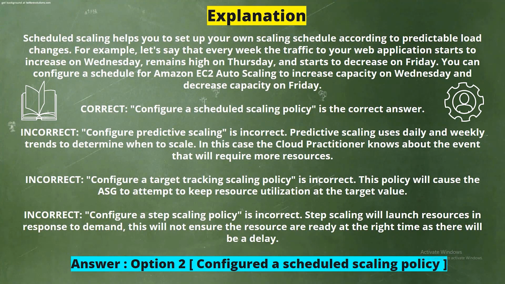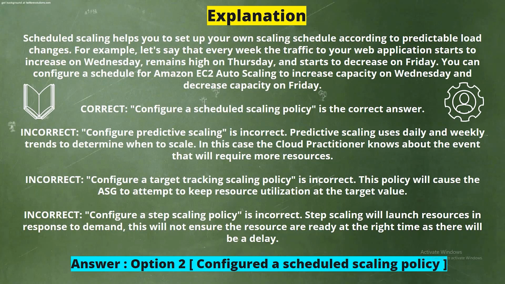Explanation. Scheduled scaling helps you to set up your own scaling schedule according to predictable load changes. For example, let's say that every week the traffic to your web application starts to increase on Wednesday, remains high on Thursday, and starts to decrease on Friday. You can configure a schedule for Amazon EC2 autoscaling to increase capacity on Wednesday and decrease capacity on Friday. Correct. Configure a scheduled scaling policy is the correct answer.